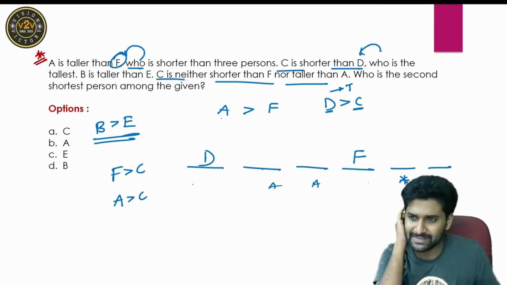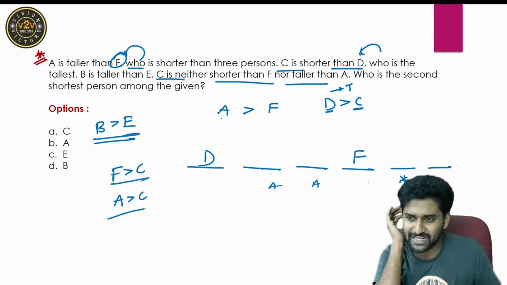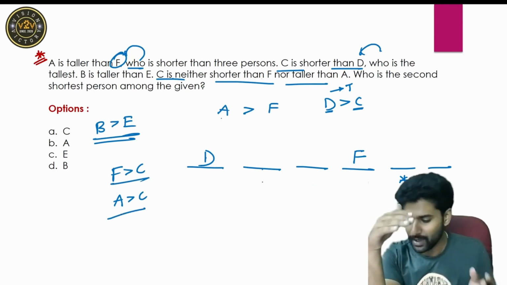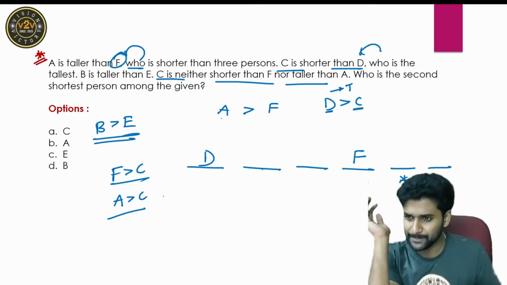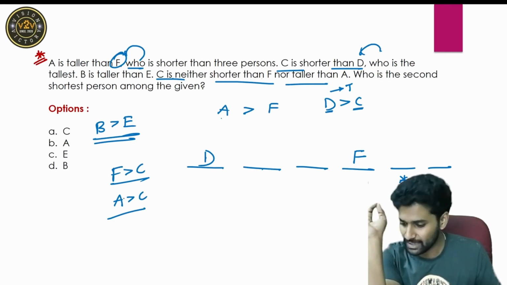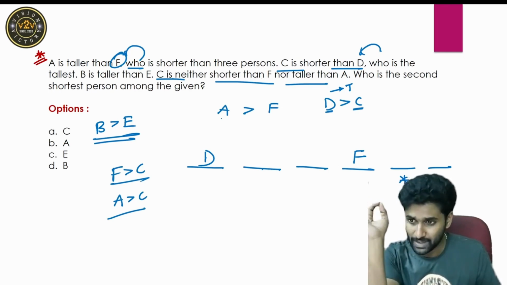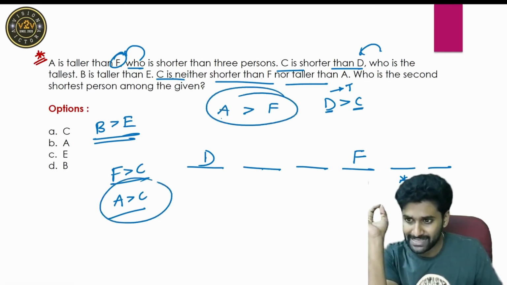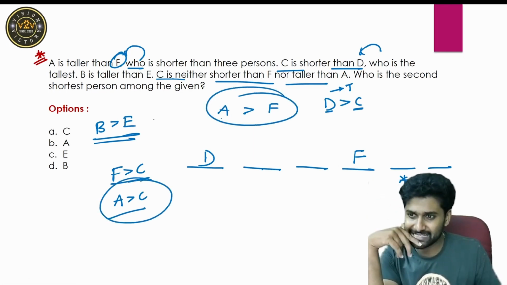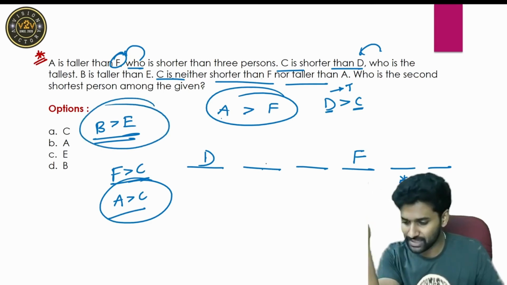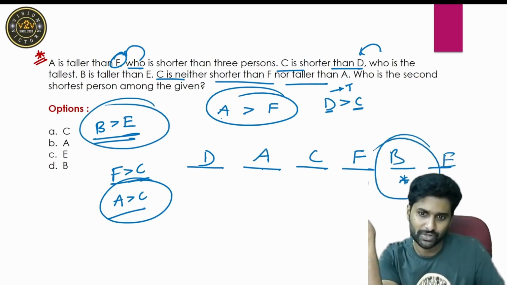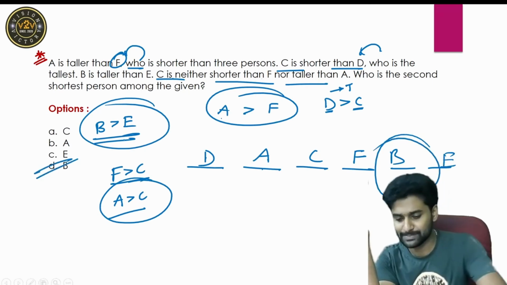A is greater than C. F is greater than C. Guys, you are able to figure out the whole information. See, before F, you have to place A. So A is greater than C, and B is greater than A. So you can conclude this information: AC here, BE here. So here the second shortest person is B.